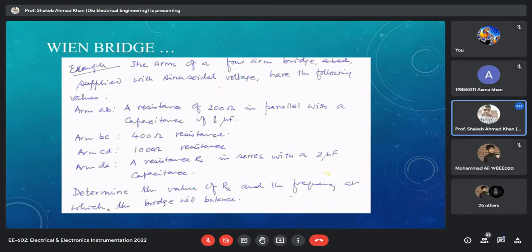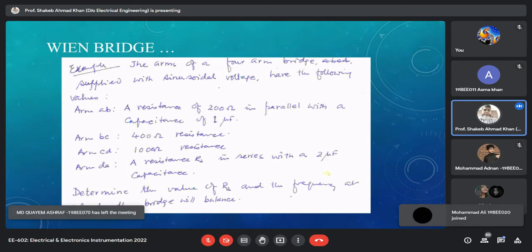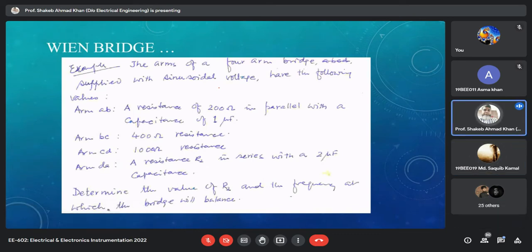Aman Malik's problem. Sir, R2 is 400 ohm. And frequency? Calculate.